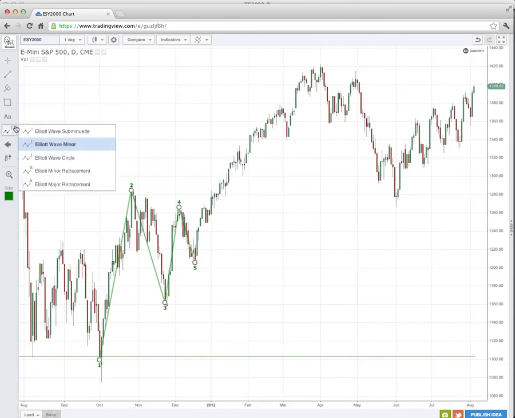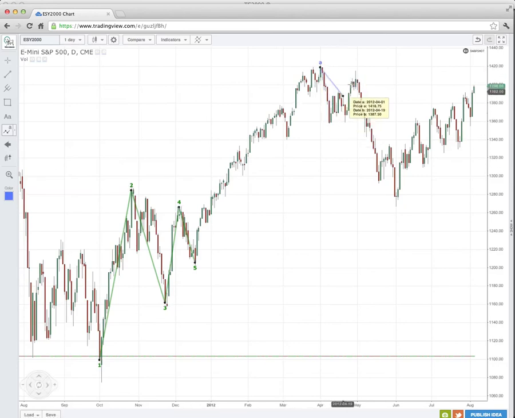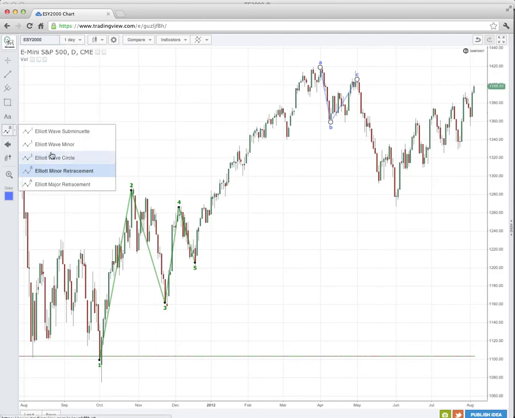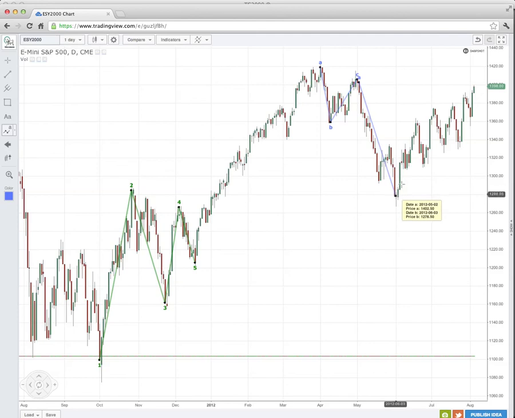And then actually, I said at first that I thought this was an ABC correction pattern right here. But it really wasn't. It was, but only to break the wave 5 trend. The real ABC correction is right here. And we haven't gone to wave C, but this is obviously wave B.